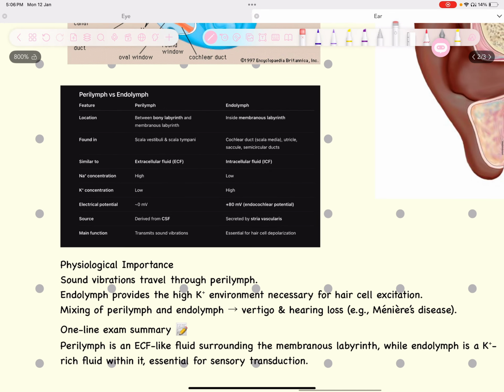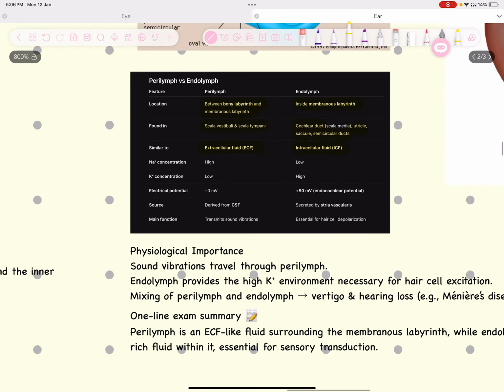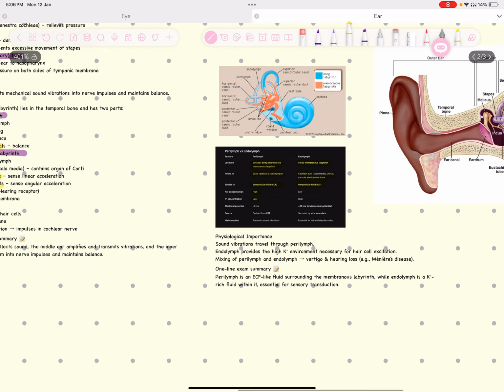Now let's talk about endolymph and perilymph. Perilymph is between the bony labyrinth and the membranous labyrinth. Endolymph is inside the membranous labyrinth. Perilymph is in the scala vestibuli and scala tympani. Endolymph is within the cochlear duct, utricle, saccule, and semicircular ducts. These all are the membranous labyrinth. Perilymph is similar to extracellular fluid, and endolymph is similar to intracellular fluid. Sodium concentration is high in perilymph, and potassium concentration is low in perilymph, quite the opposite in endolymph. Further, you can read for yourself.